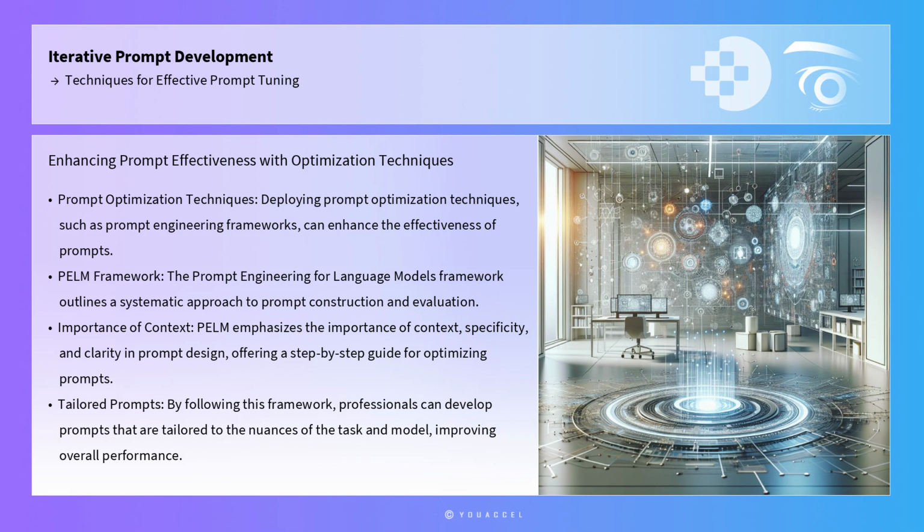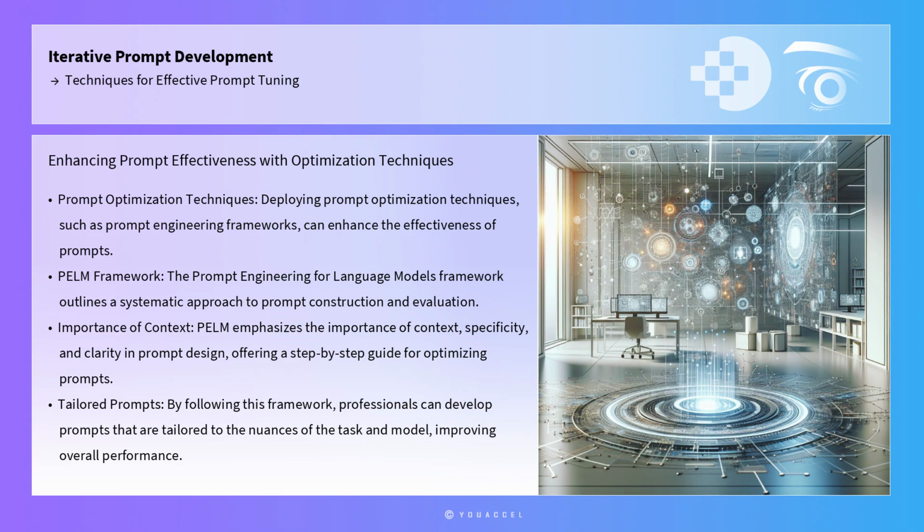Furthermore, deploying prompt optimization techniques, such as prompt engineering frameworks, can enhance the effectiveness of prompts. One such framework is the Prompt Engineering for Language Models framework, which outlines a systematic approach to prompt construction and evaluation. PELM emphasizes the importance of context, specificity, and clarity in prompt design, offering a step-by-step guide for optimizing prompts. By following this framework, professionals can develop prompts that are tailored to the nuances of the task and model, improving overall performance.